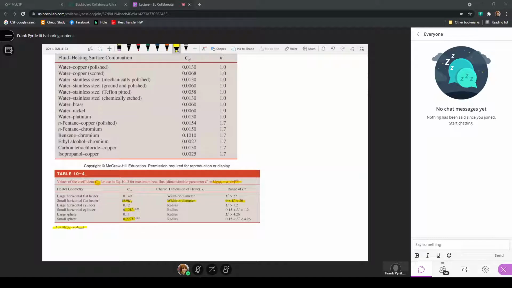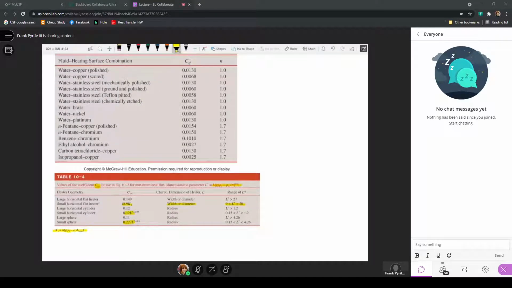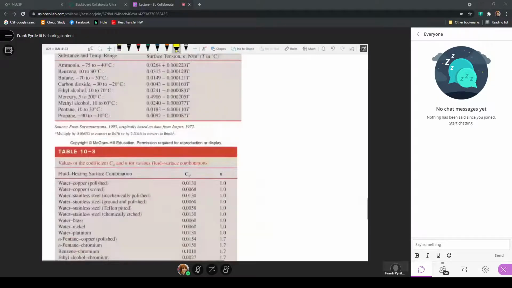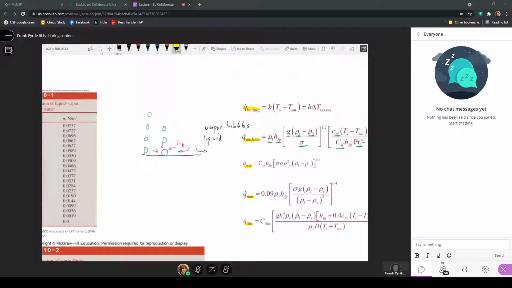If L star falls in between this range, then we would use 18.9 K1 in order to find C sub CR. And all that does is it gives us an expression of a magnitude for C sub CR that we use to get this expression that is the critical heat flux, or Q dot max here.